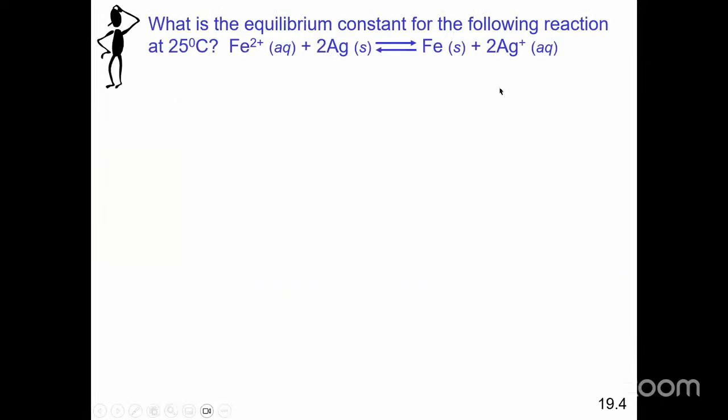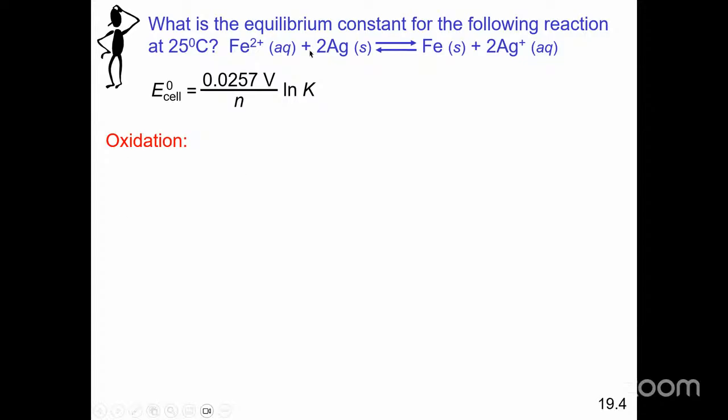Okay, so let's apply that to this example right here. What is the equilibrium constant for the following reaction? And it gives you the equation, right? So the first thing I would do is write down the equation for the EMF of the cell, because if you get that, then this is the relationship that you're going to use to get the K value, all right? So we have to look at each reaction or each half reaction that's occurring, right?